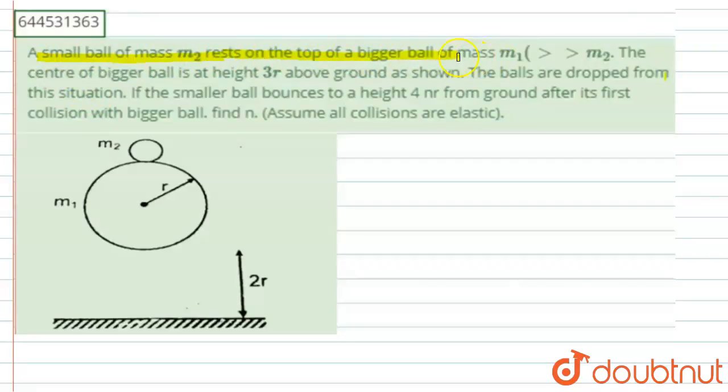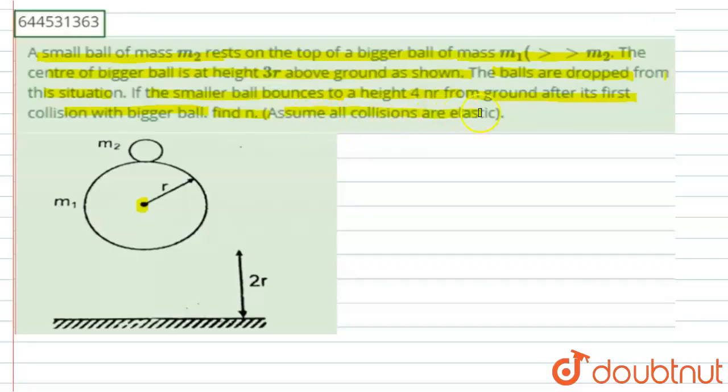Hi, the question is, a small ball of mass m2 rests on the top of the bigger ball of mass m1, and it is given that m1 is greater than m2. The center of the bigger ball is at a height of 3r above the ground, as shown in the figure. The balls are dropped from this situation. If the smaller ball bounces to a height of n by r from the ground after its first collision with the bigger ball, find the n value.